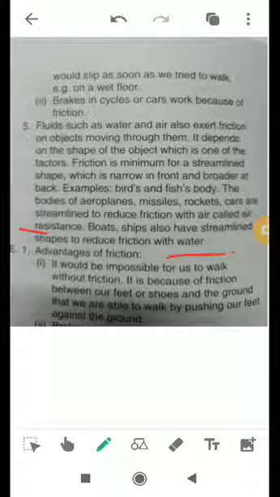Now, advantages of friction. It would be impossible for us to walk without friction. It is because of friction between our feet or shoes and the ground that we are able to walk by pushing our feet against the ground.